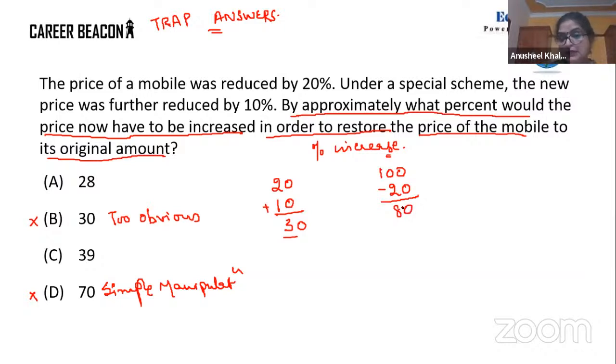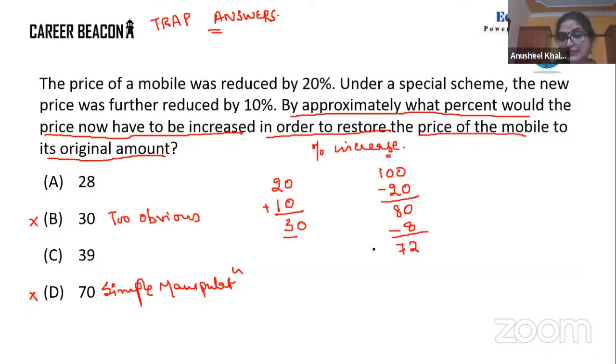Now, under a station scheme, there was another 10% discount. So 10% on 80 or 10% on 100? Obviously, 10% on 80 because this is the new price. So what is 10% of 80? 10% of 80 is 8. So if you subtract 8 from 80, you end up with 72. Now, this is the final price after both the discounts, right?